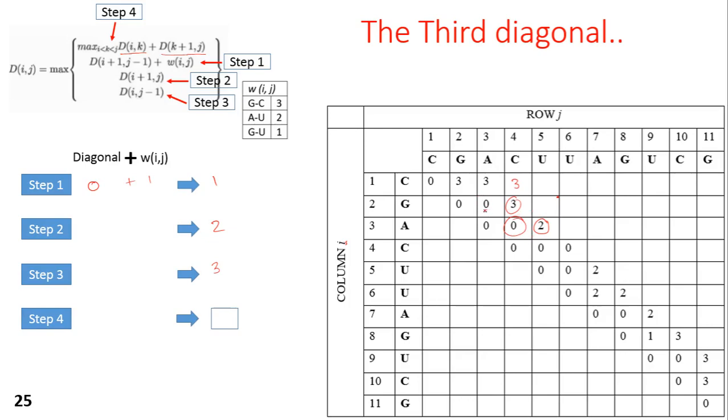We need to add this 0 with this 0. Okay, 0 plus 0 is equal to 0. We have got 0 over here. Therefore, the final value of step 4 would be 0. Which is the maximum of this 0, 1, 2, 3? Of course, 3. Therefore, 3 would be populated over here.